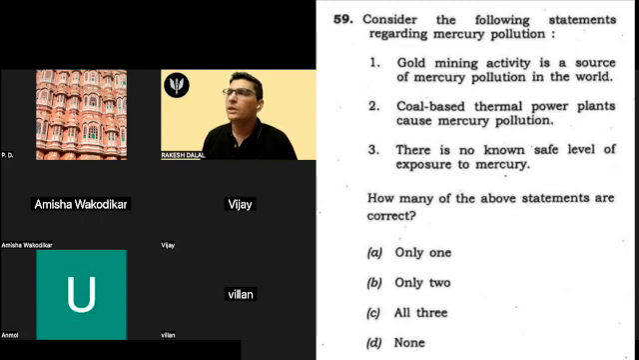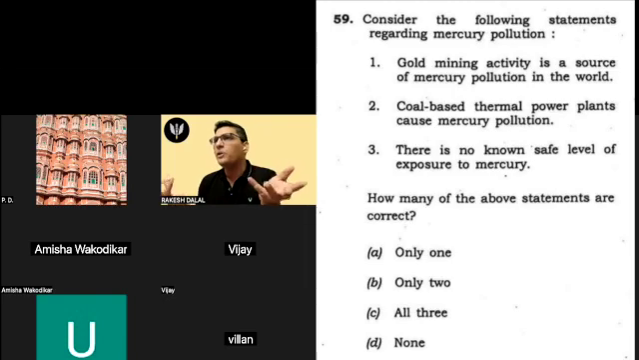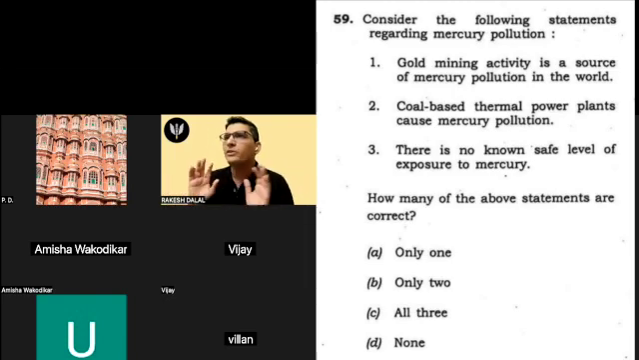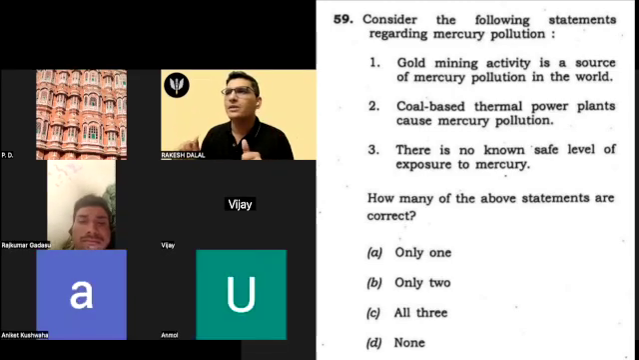Yes, sir. Look at the first statement. The first statement says gold mining activity. Now this is the randomness. In the previous question, I told you that when two statements are talking of the same theme, which seems to be the case in this question also, two statements talking of source of mercury pollution, one should be true, one false. Ideally, this should have happened, right? Do you agree? Do you understand? Give me a thumbs up.